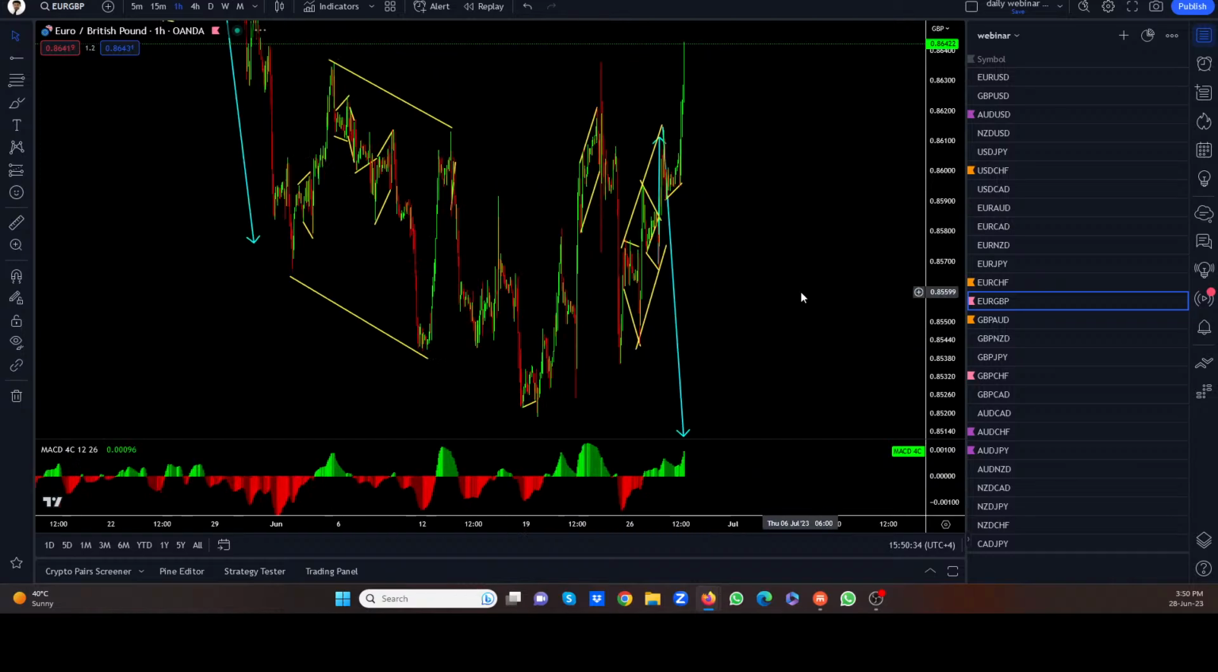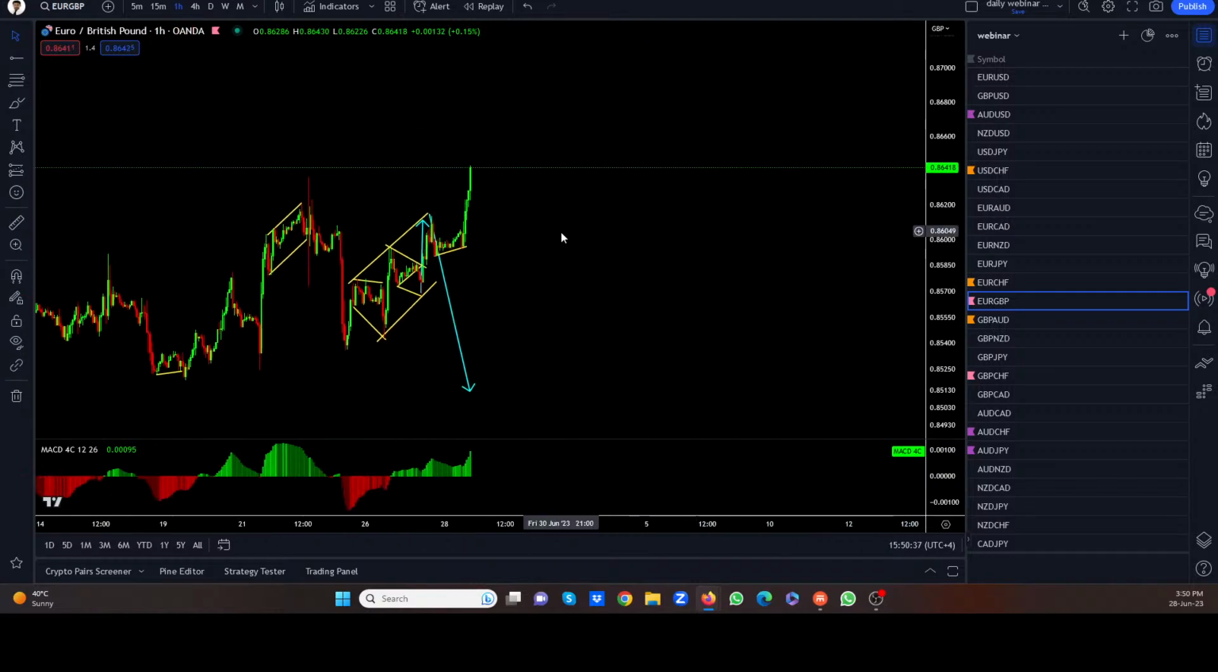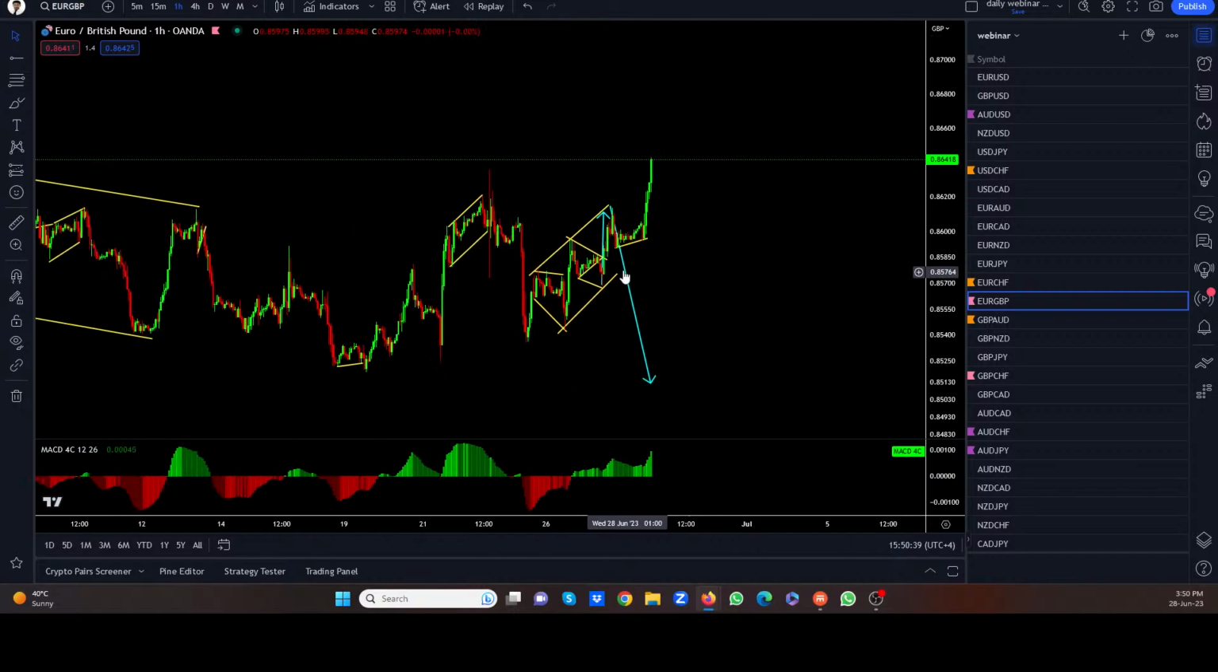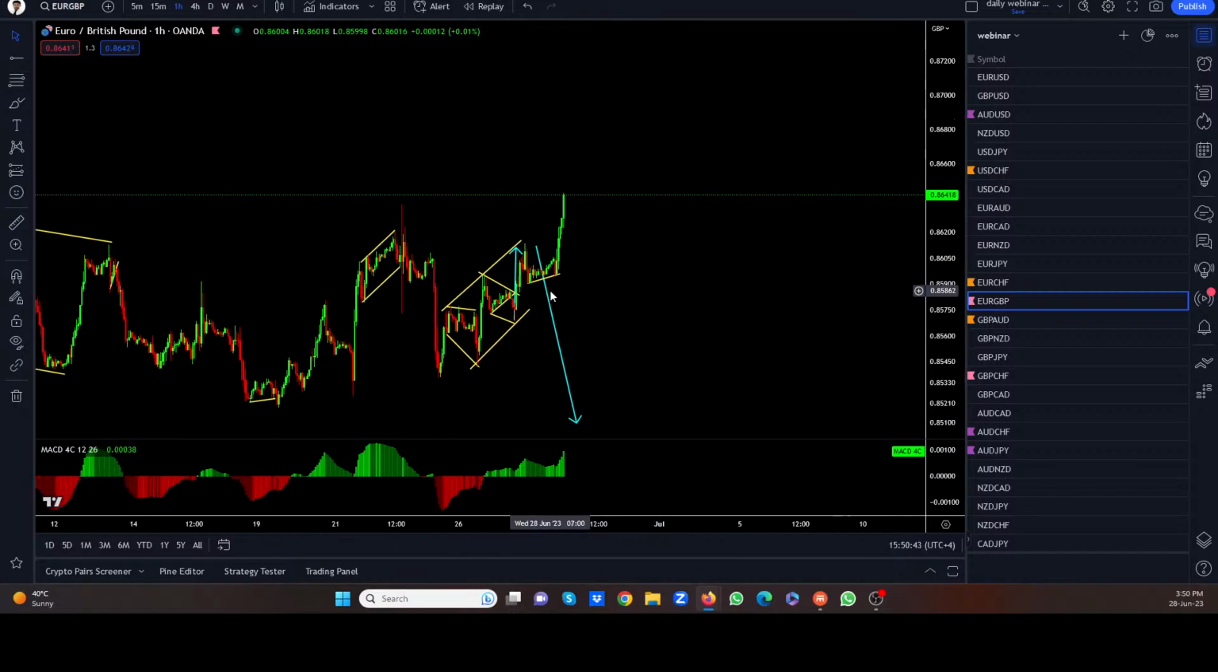Euro pound, take off the sell. This one actually went up pretty high, so the sell is no longer valid. The sell was this flag here. It actually moved up high, but this is mostly a pound movement, and we didn't have a buy setup on this.